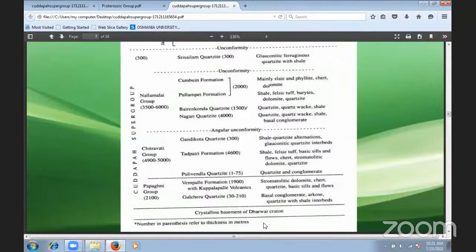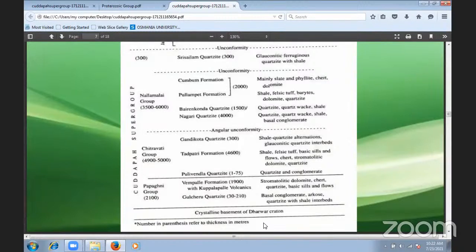And next, coming to the Gandikota quartzite. The thickness of the Gandikota quartzite is 300 meters, and it has shale, quartzite alternations, and glauconite quartzite interbeds. And next, coming to the Nallamalai group. The Nallamalai group has a thickness of about 3,500 to 6,000 meters.